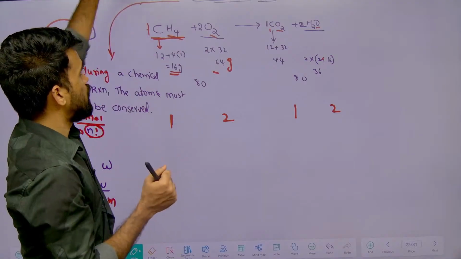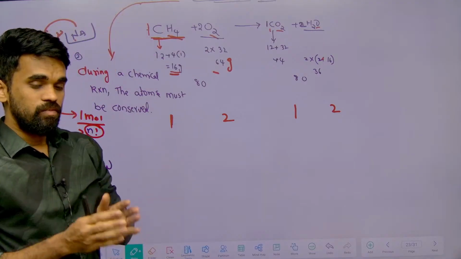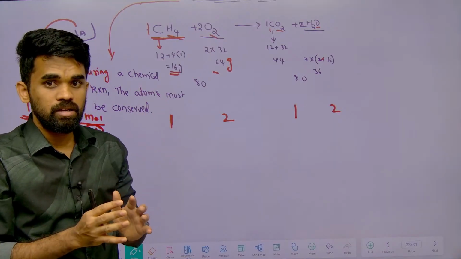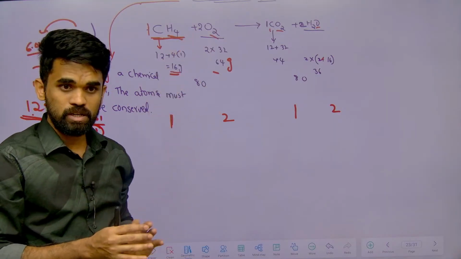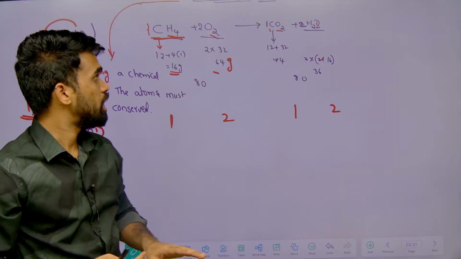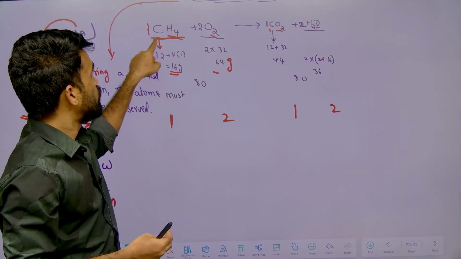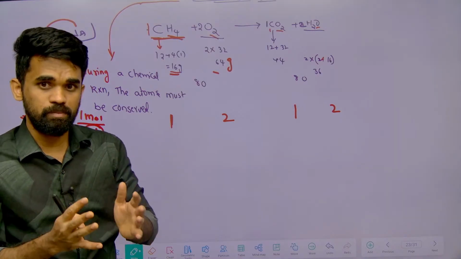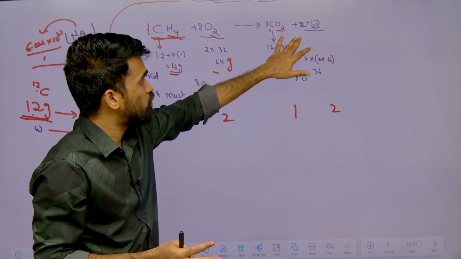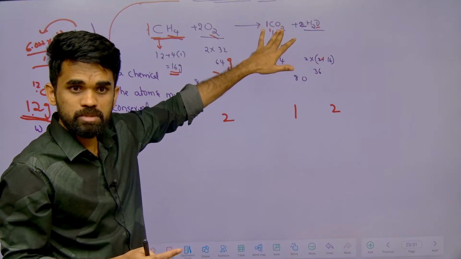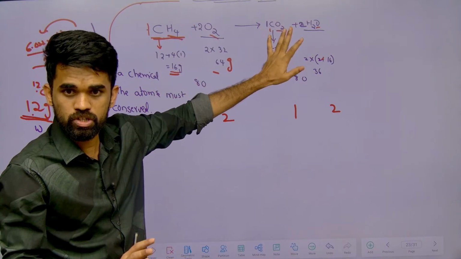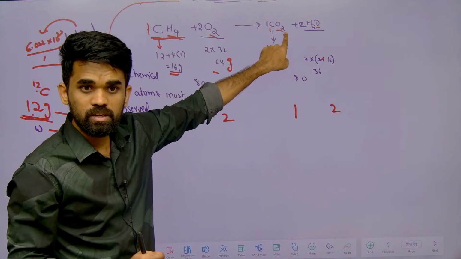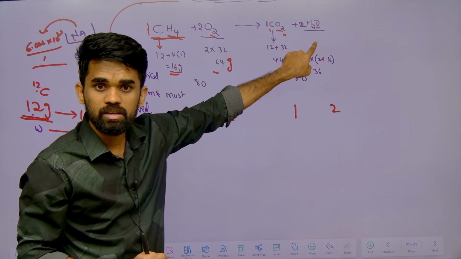Now the question will be like this in the exam. For complete combustion of 1 mole of methane, how many moles of oxygen are required? This is one model question. Otherwise, when 1 mole of methane is completely combusted, how many grams of water or how many grams of carbon dioxide are produced? That is the question.